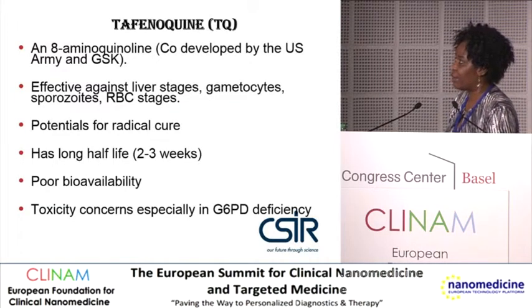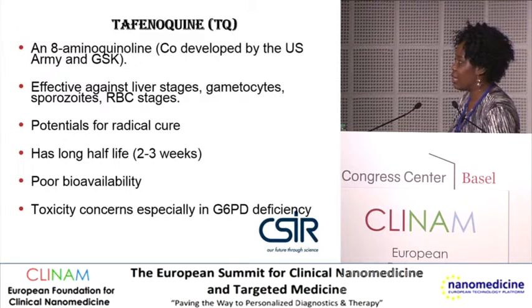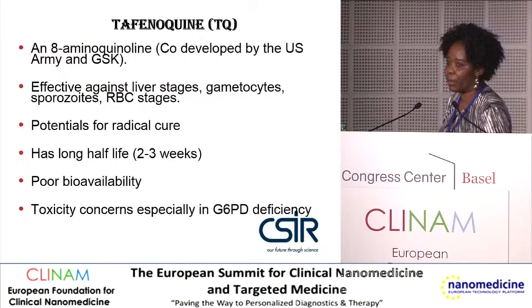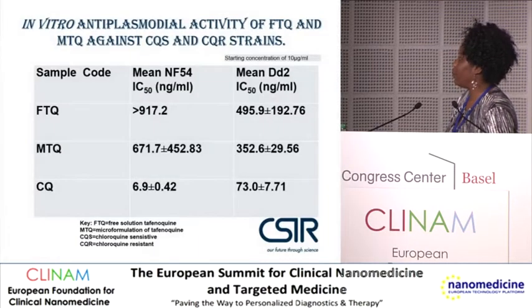It has a long half-life. It has a potential for radical cure, and is also effective against the different stages we saw in the life cycle. But we have a huge concern, especially with G6PD deficient individuals. It's not advisable to take these 8-aminoquinolines, including primaquine and the rest of them, and it's also poorly bioavailable.